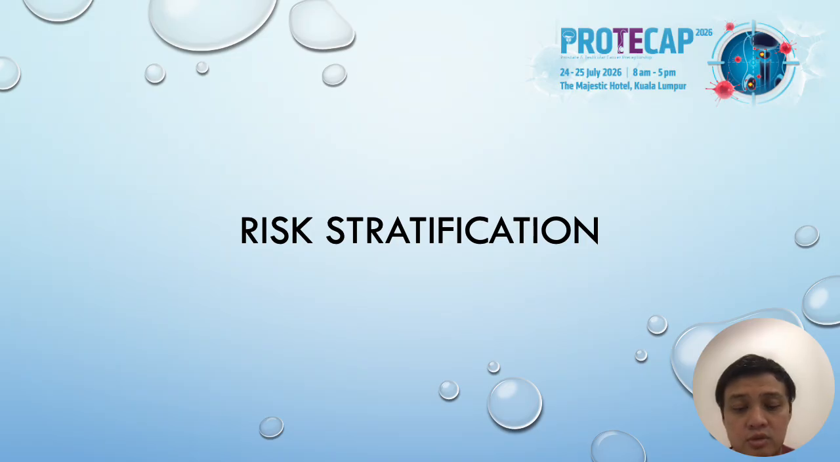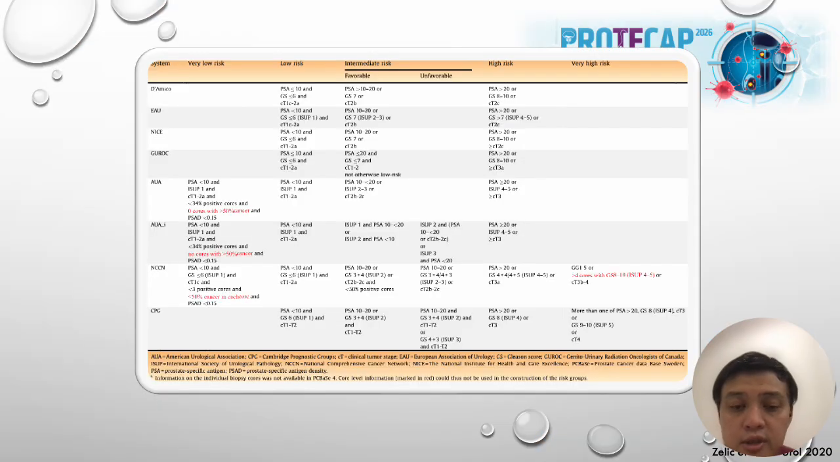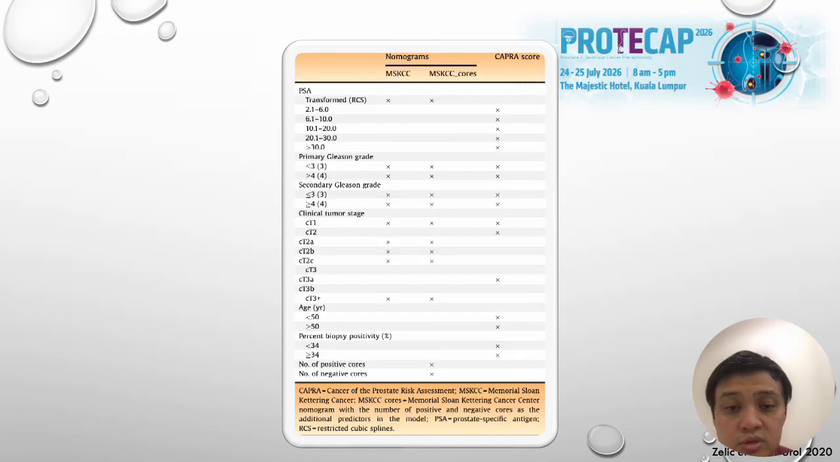Okay, so now we're going to briefly go into risk stratification. Since D'Amico and team first started the risk stratification tool for localized prostate cancer, a lot of other tools have come out. As you know, D'Amico was used to show the risk of biochemical recurrence post-treatment. Other tools quite commonly used are EAU, which is very similar to D'Amico, NICE, UROC, AUA, and NCCN, as well as CPG, the Cambridge Prognostic Group. And there are also nomograms. Most famous is the MSKCC, as well as the Kappa score.